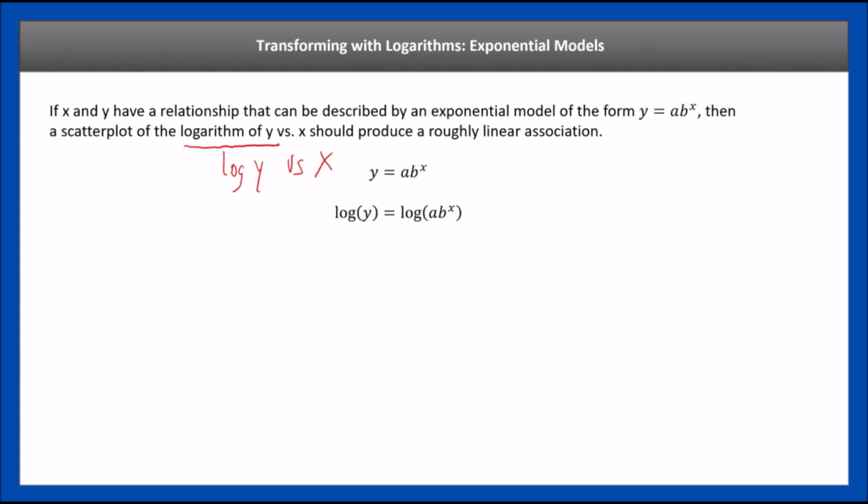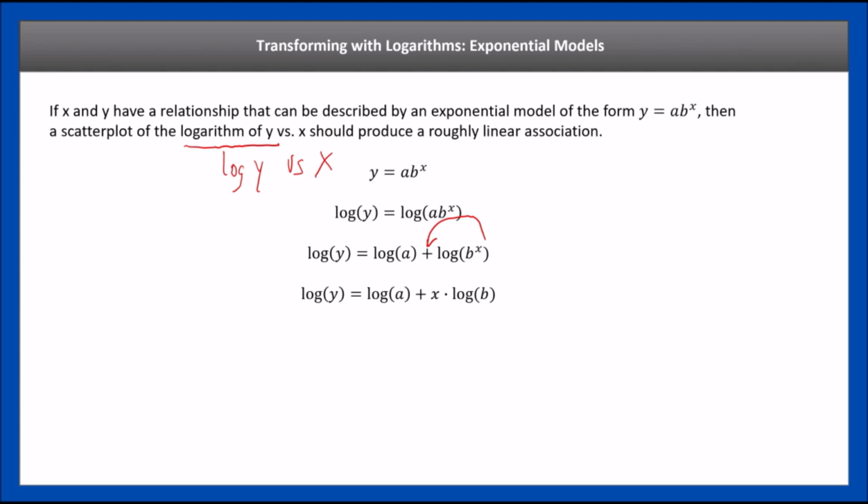Because of the wonderful properties of log, right? So log has wonderful properties that we can exploit. So again, that's a product, so we can turn that into a sum of two logs, and then bring the x down as a coefficient.